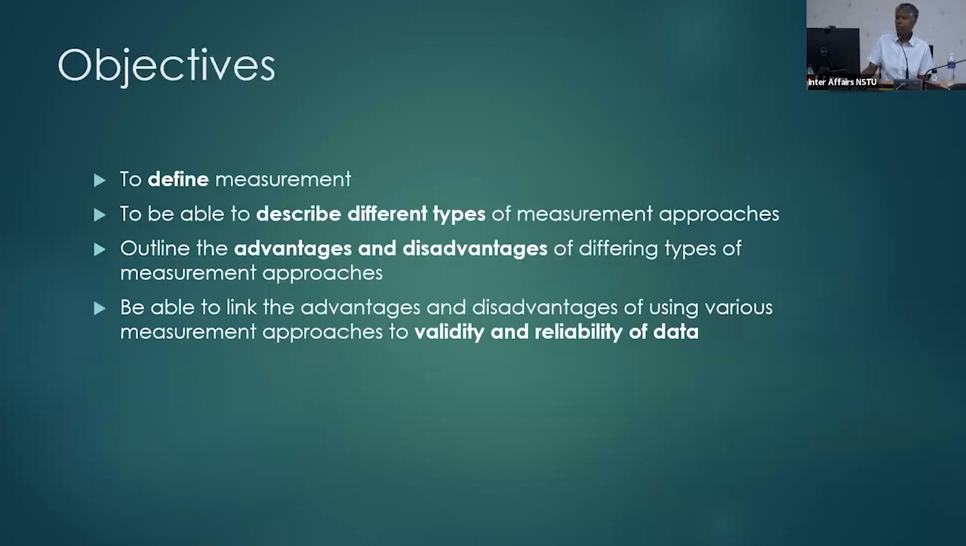All right. So what are the objectives then? First is to define measurement, to discuss the importance of measurement as a cornerstone to nursing research, and describe different types of measurement approaches and some of the advantages and disadvantages of some of the measurement approaches. And finally, thinking a lot about these questions of validity and reliability of measurement and data collection procedures.